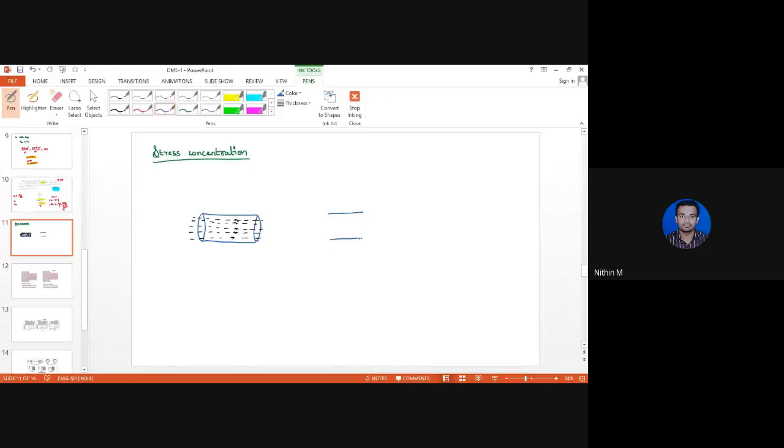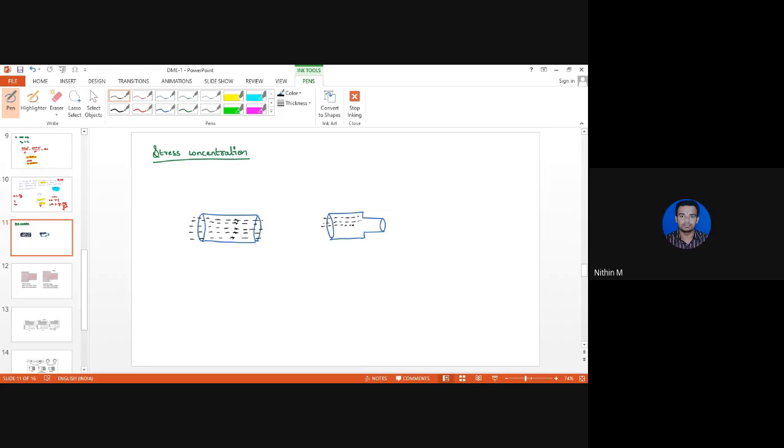But consider that suddenly I take a pipe like this. I will make use of something like a collar and reduce the cross section by a reasonable amount, right? Now what will happen? The water molecules ideally were flowing this way, right?